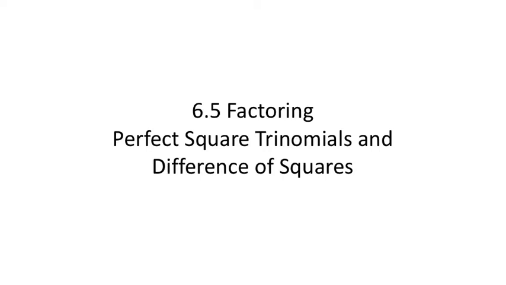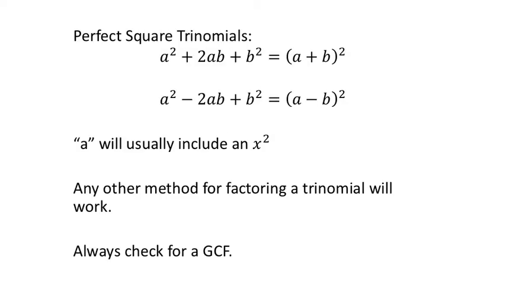6.5, factoring perfect square trinomials and difference of squares. So a little bit of vocabulary on this. Perfect square trinomials, I wouldn't say it's jacked up, but it's new for us, right? So if you ever get something like this format, it won't show the 2AB like this. You'll just have to know that it's double whatever the A and B values are.